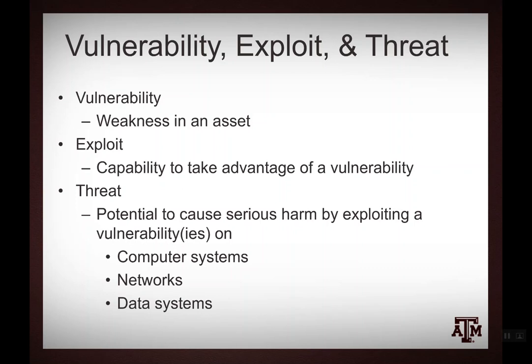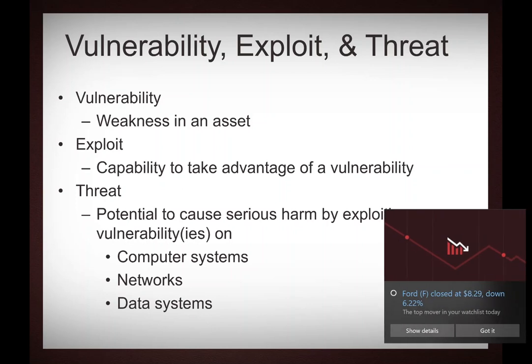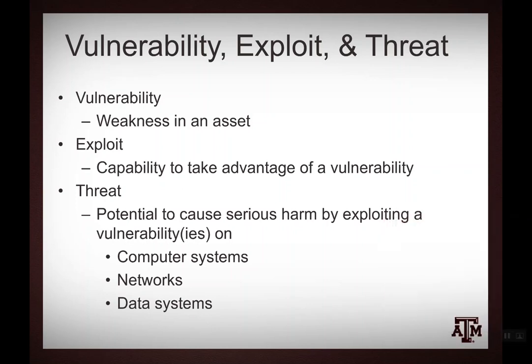A 0-day is a vulnerability found in the operating system or some piece of software. Now, the exploit is a capability to take advantage of that vulnerability. Just because a vulnerability is there, first of all, no one may know it's there. And then second of all, can that be exploited? Can you figure out a way to exploit it? And if so, the exploit, by taking advantage of the asset, it's the potential to cause serious harm. And I've listed here computer systems, networks, and data systems, and that's really not a good list, because our vulnerabilities can be physical as well, right?